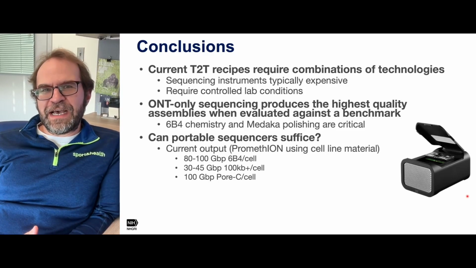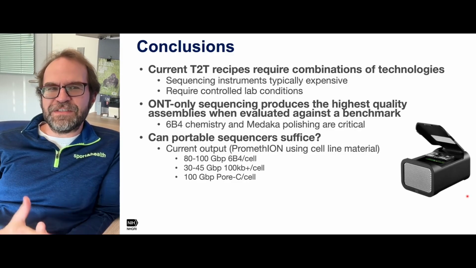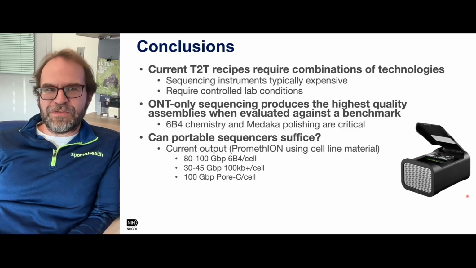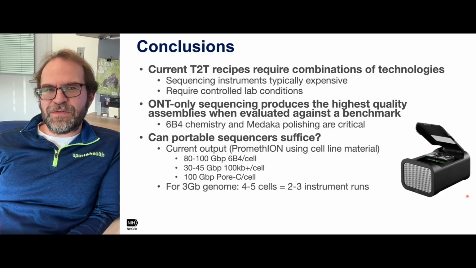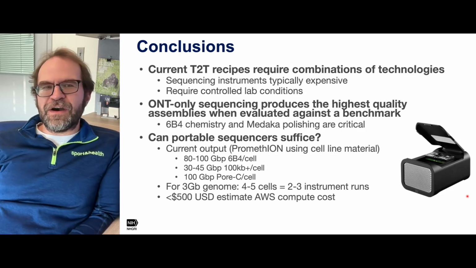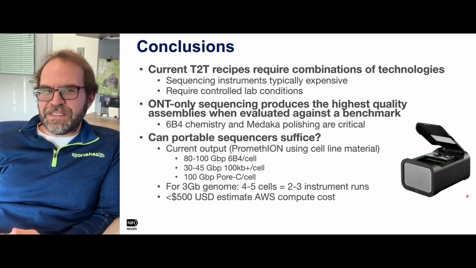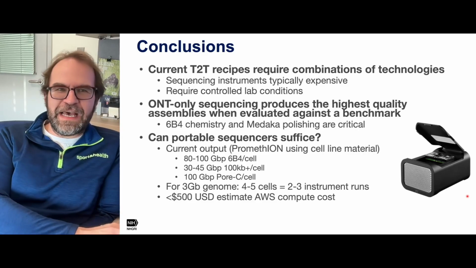And so the question I want to ask, and I think the answer is going to be yes, but can portable sequencers suffice? And so this just shows you an output of the PromethION cells using cell line starting material, this HG02 sample. And so for a human genome, this means we need to run this instrument 2 or 3 times, 4 or 5 cells, and we have all the data we need that went into that assembly that I showed you before. And all the computational costs, all the correction, the assembly, and the polishing costs less than $500, I would estimate on AWS, likely significantly less. And so this is really now accessible through a portable instrument for most labs.